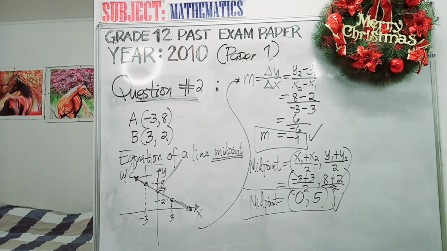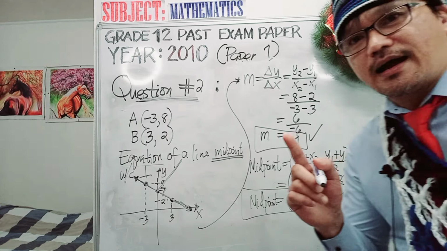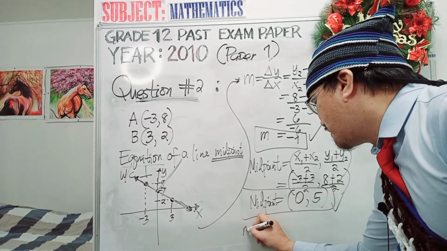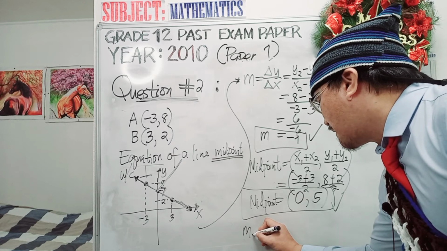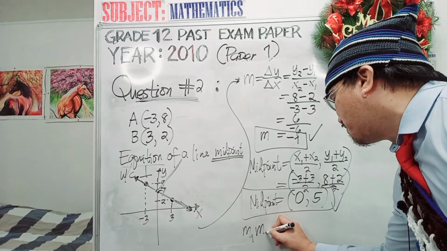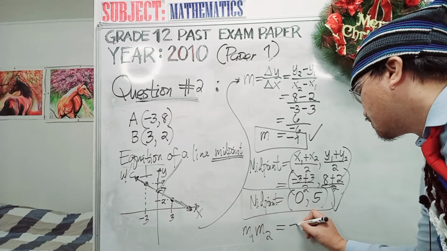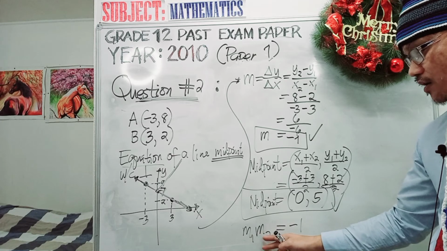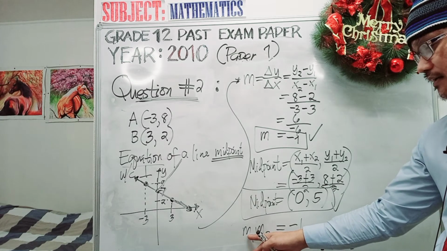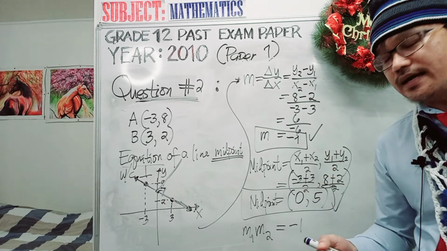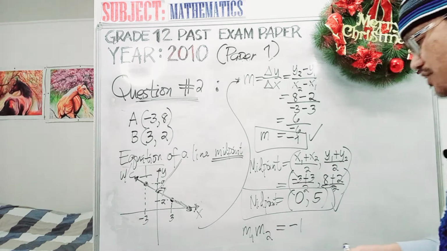So therefore, what is the next one? You remember that we have the equation: the gradient of line 1 multiplied by the gradient of line 2 is equal to negative 1. So remember this one all the time. The product of the gradient of line 1 and line 2 is equal to negative 1 when the two lines are perpendicular to each other.